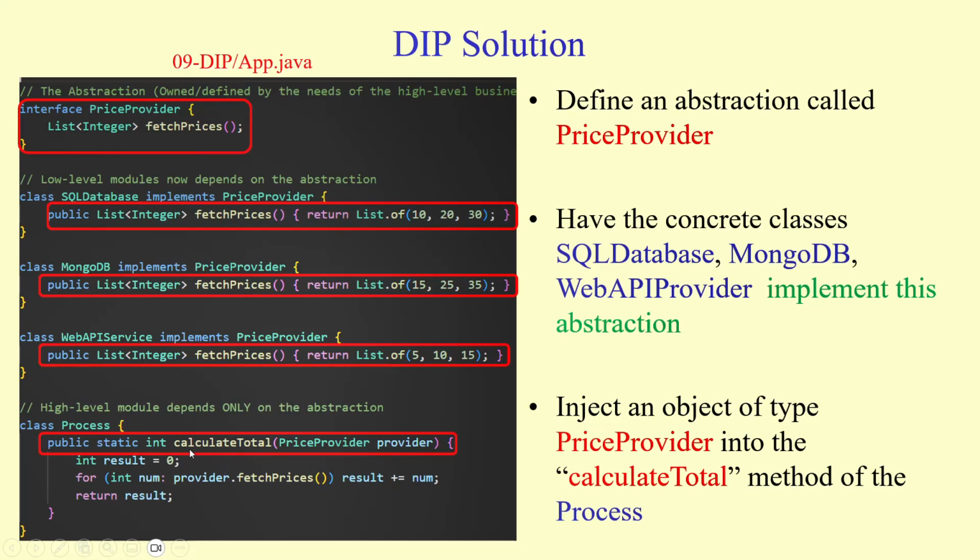Finally, we are changing the interface of calculate total. So instead of having a specific concrete class as a parameter, now calculate total takes an abstraction, which is PriceProvider, which means that I can inject any implementation of PriceProvider as a dependency into this calculate total. So now our high-level module Process depends on abstractions, not on concrete implementations.